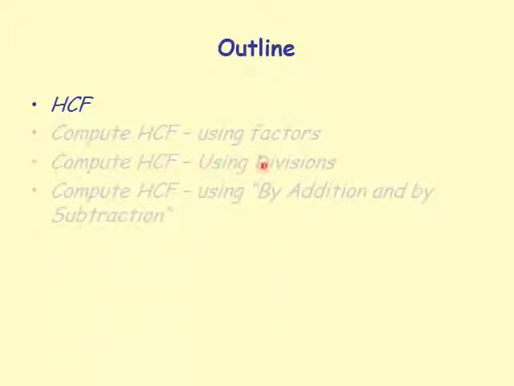Let's look at the outline of these videos. We'll discuss HCF, highest common factor: what it is and where it is used. After that we'll compute it, and the first thing we'll do is use factors. Then we'll discuss using divisions. Then we'll use the addition and subtraction sutra. Let's continue here.